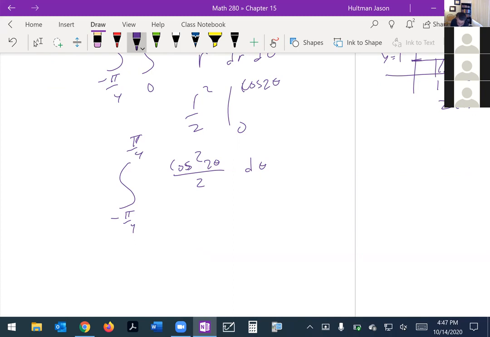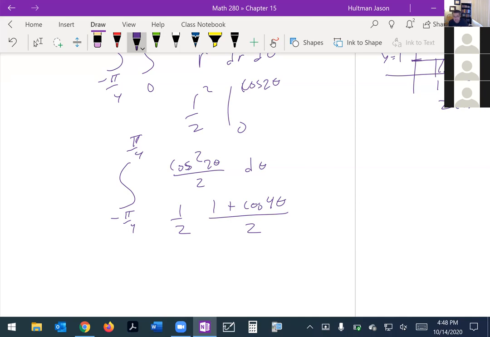Let's see. Let's use that half angle identity again. Okay, so for cosines, I'm going to pull this out. This is 1/2. Cosine squared 2 theta is 1 plus cosine 4 theta over 2. So I haven't integrated yet. I've just changed this using a half angle identity.